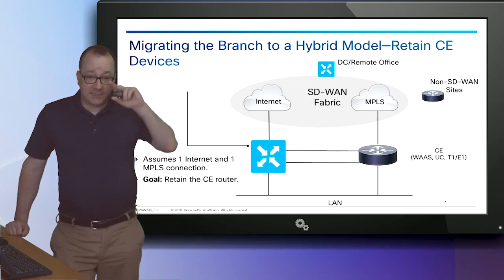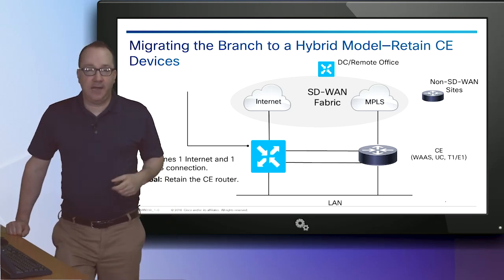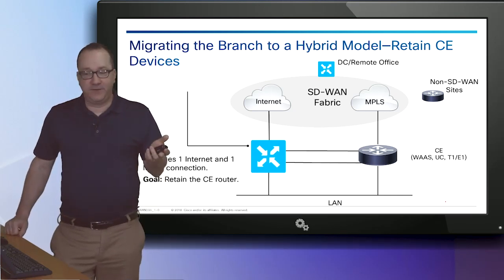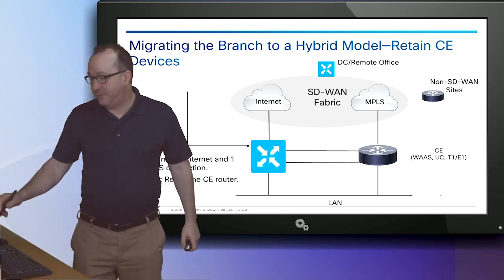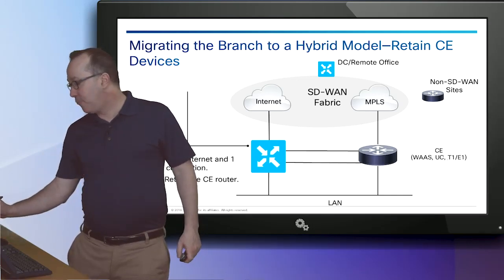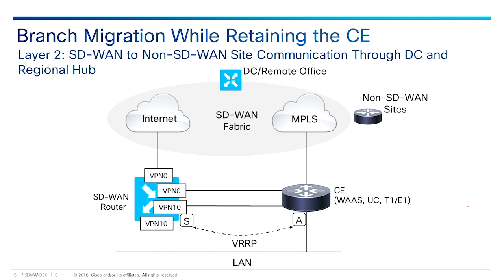So this example is going to demonstrate another method of introducing SD-WAN to the branch site. One internet and one MPLS connection is assumed. The goal is to retain the CE router because they have advanced features they don't want to lose, like unified communications and wide area application acceleration. Just so you know, the SD-WAN solution does not support serial interfaces. So if you have point-to-point T1s, which you probably don't anymore, but if you did, you'd still need to terminate those on legacy equipment. Following here is the migration sequence for that hybrid branch office, starting with an MPLS overlay network.